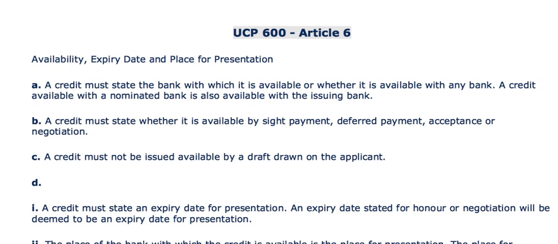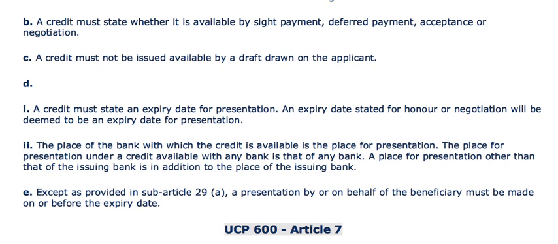Next point is a credit must not be issued available by a draft drawn on the applicant, because it is always drawn on a banker. It is an undertaking by a banker. So it must be issued by a banker, and the undertaking also must be of a banker. Then last, a credit must state an expiry date of presentation, means by which date the credit must be presented.